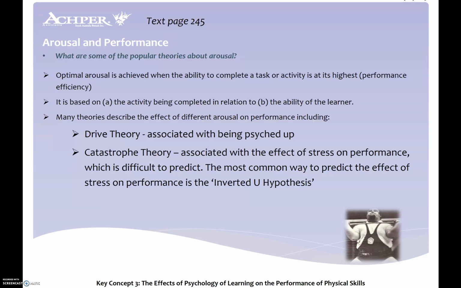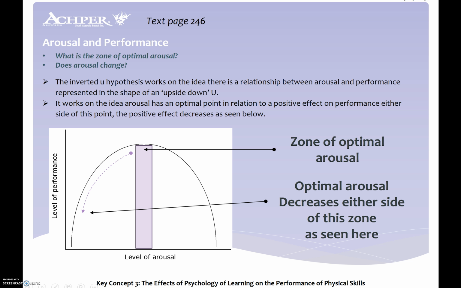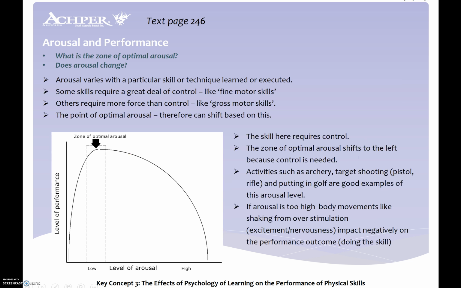So the most common way of predicting the effect of stress on performance is called the inverted U hypothesis. It shows a relationship between arousal and performance in the shape of an upside down U. As we increase our level of arousal, the level of performance goes up the axis, and we get to an optimum level at the medium where our performance is heightened. That zone of optimal arousal decreases either side of that zone.